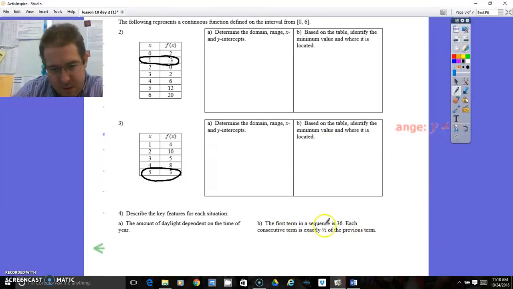The first term in the sequence is 36. Each consecutive term is exactly half of the previous term. All right, so the domain of this could be all real numbers, because we've talked about multiple times that exponential functions, although they curve, will go left and right infinitely. So you can actually make x whatever you want. The range will have a lowest point of 0. Y would have to be above 0.